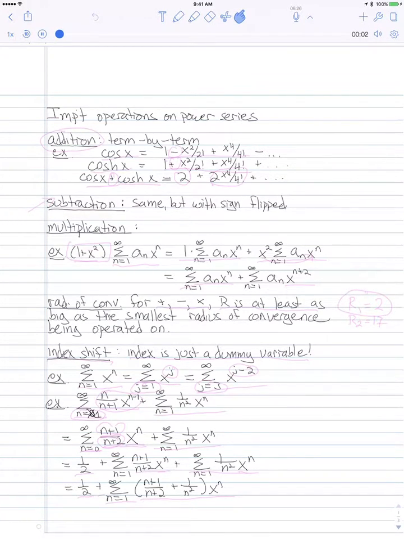As we move towards solving some differential equations with power series, you need to be adept at manipulating power series, and so there are basic operations that I want you to be able to do on them. One is addition, and the way addition happens is term by term, right?